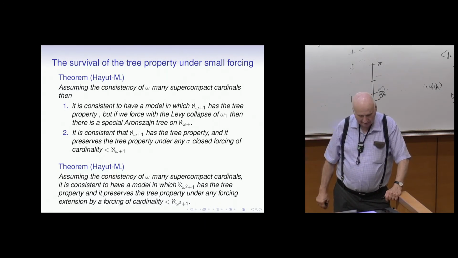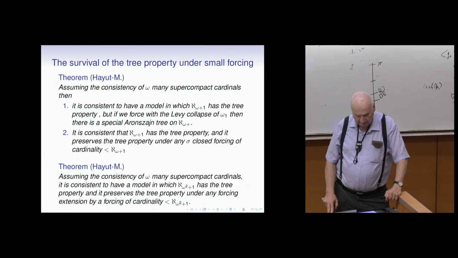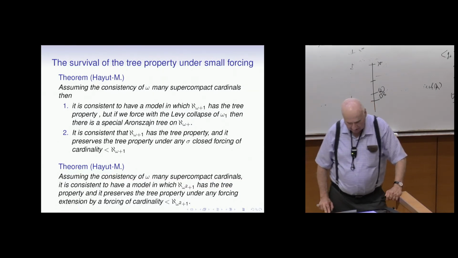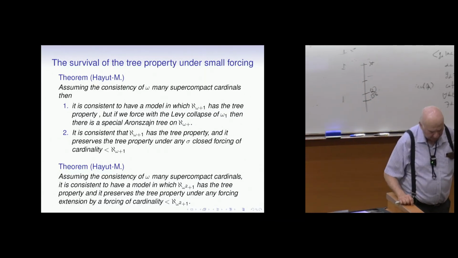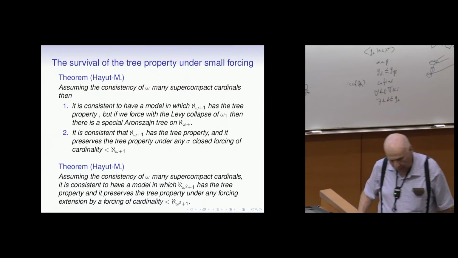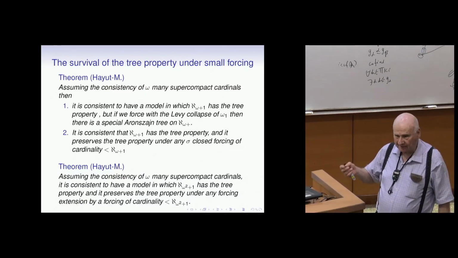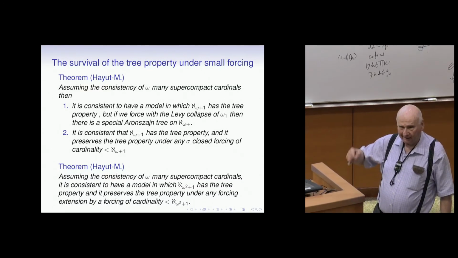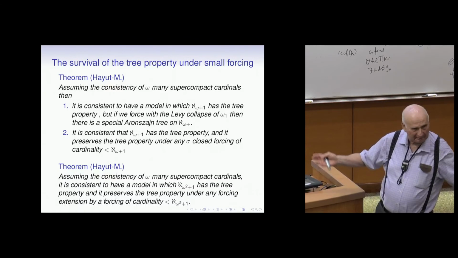Assuming the consistency of omega many supercompact cardinals, it is consistent to have a model in which Aleph Omega square plus 1 has the tree property, and it preserves the tree property under any forcing extension by forcing of cardinality less than, it should be Aleph Omega square. The plus 1 is a typo there. And of course, you can't have it for a forcing of size Aleph Omega square, because you can collapse it to omega. Now, Aleph Omega square plus 1 will become Aleph 1. Aleph 1 fails the tree property automatically.